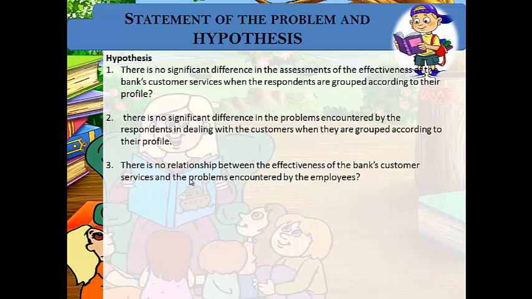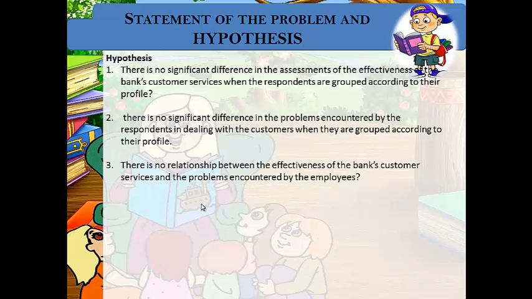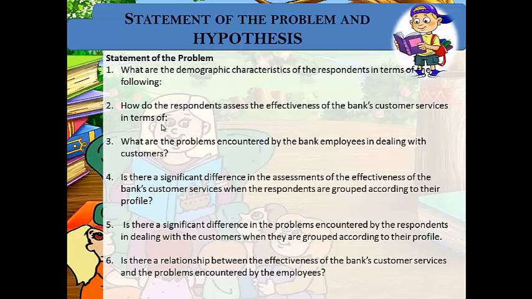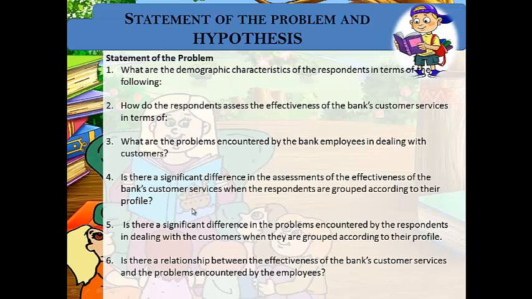Now the hypothesis. As you notice, numbers 4, 5, and 6 are the same as the hypothesis. It's such that the phrase "is there a significant difference" was replaced by "there is no significant difference." There is no significant difference. There is no relationship. So these are the same.